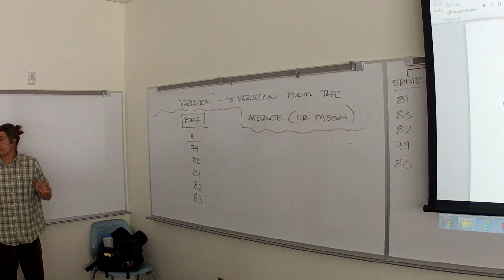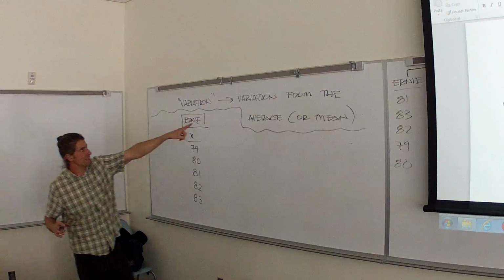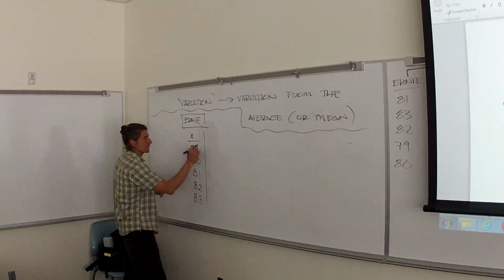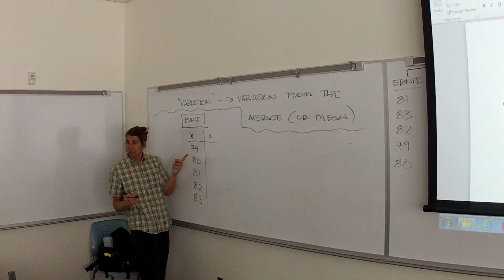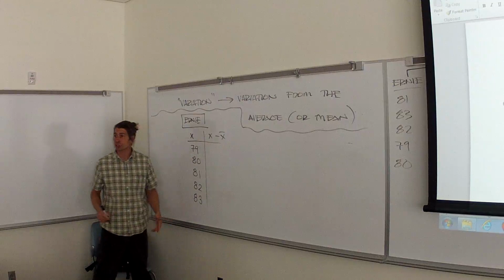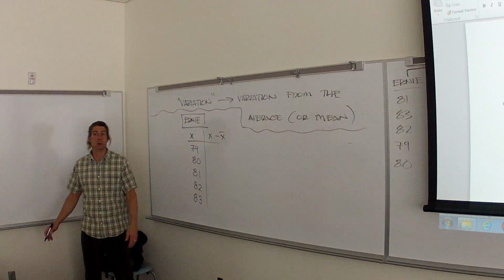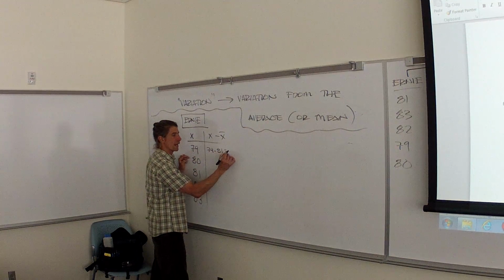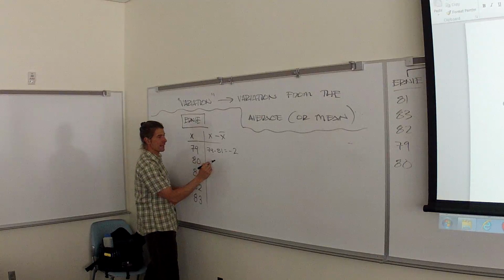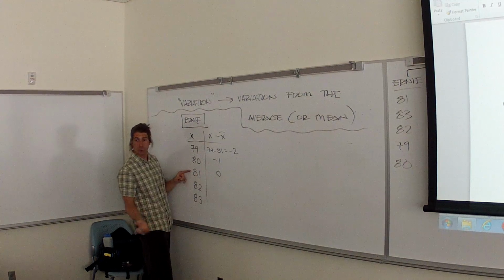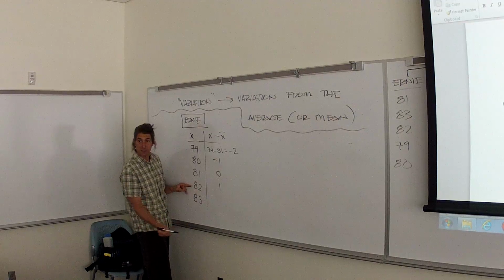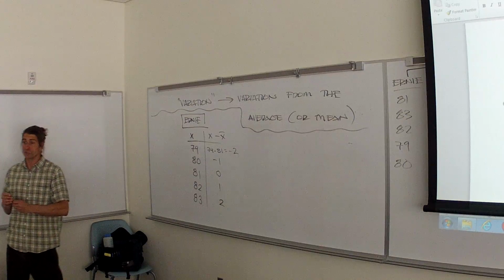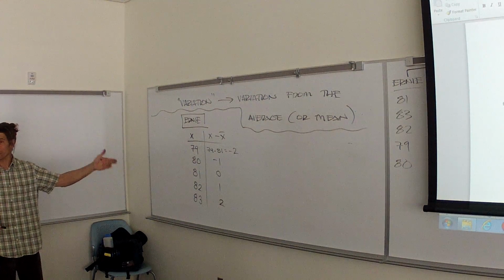You figured out very quickly what this statement means: variation from the average, or mean. It means take each one of those data points and subtract off the average to see how far away it is. So 79 minus 81 gives you -2. 80 minus 81 gives you -1. That gives you 0 because it's right there. 82 minus 81 gives you 1, and 83 minus 81 gives you 2. Those are the deviations: -2, -1, 0, 1, and 2.